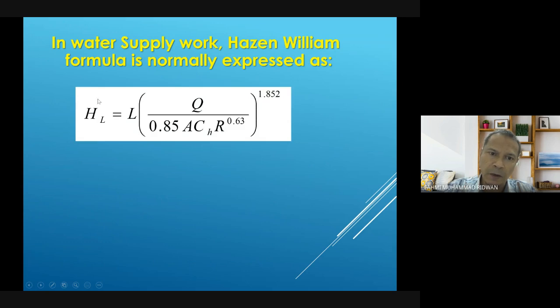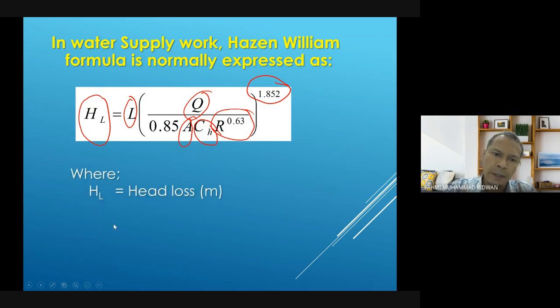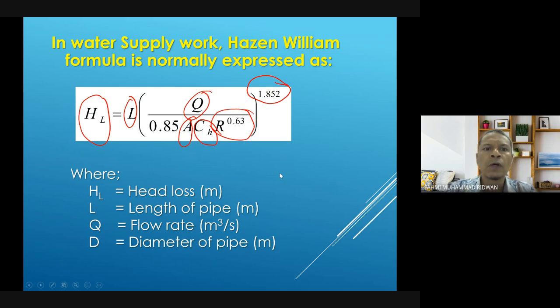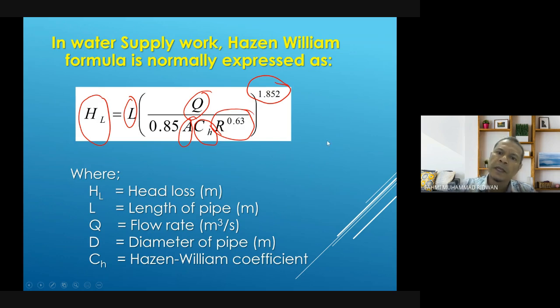For instance, for the head loss HL, this equals length multiplied by Q and then divided by 0.85 A surface area times CH times R power 0.63. And then outside the bracket we have the power 1.852. The explanation of these symbols: HL is head loss in meter, length is also in meter, Q is flow rate in cubic meter per second, and diameter is also in meter. CH is the Hazen-Williams coefficient, without dimension or dimensionless.